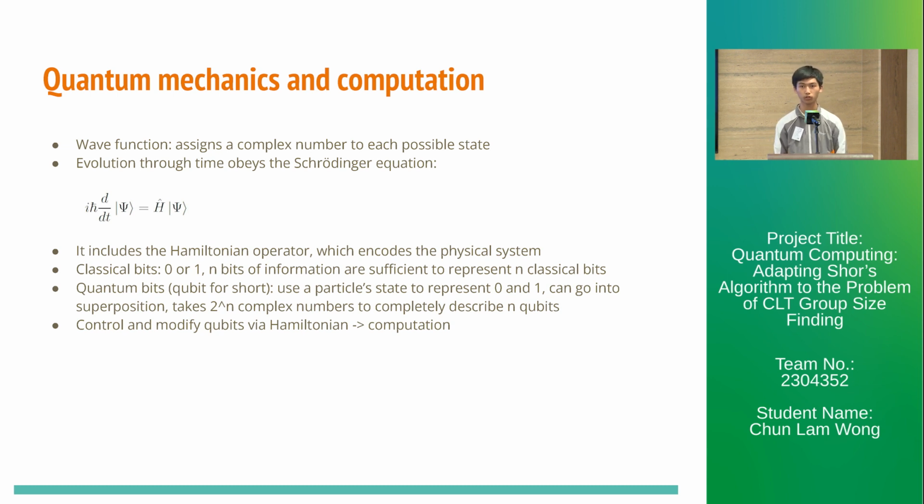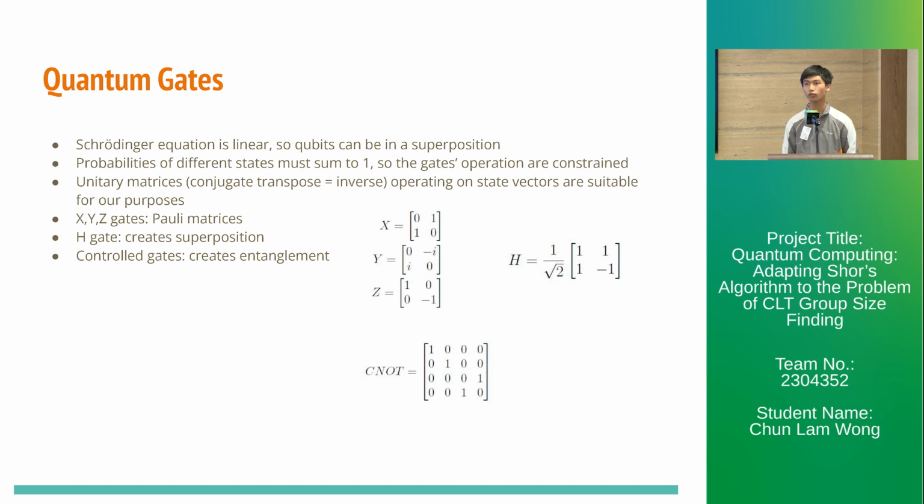If we can control and modify these qubits while changing the Hamiltonian, as shown here, then we can achieve computation. One way to formalize the operations done on these qubits is using quantum gates. There are some constraints on the operations, so we can represent them using unitary matrices. Shown here are some common quantum gates that we will use throughout the article and in other quantum computation algorithms too.